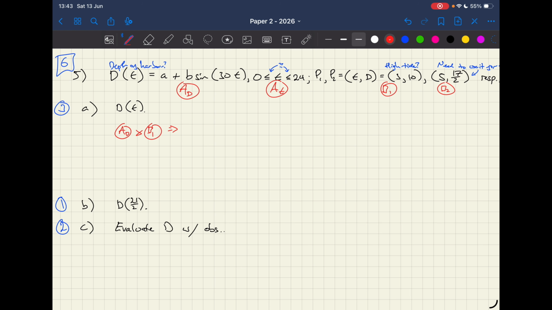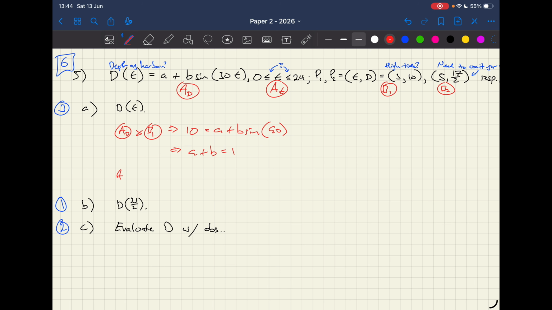Well, if we plug it in, we're going to have that 10 is equal to A plus B sine of 90. Sine of 90 is 1. So this is going to tell us A plus B equals 10.